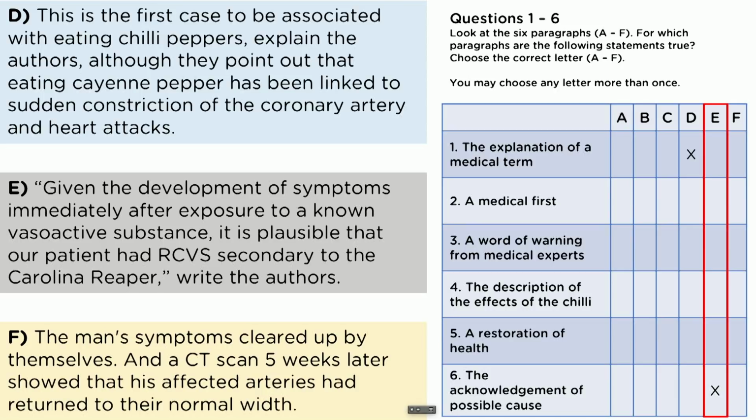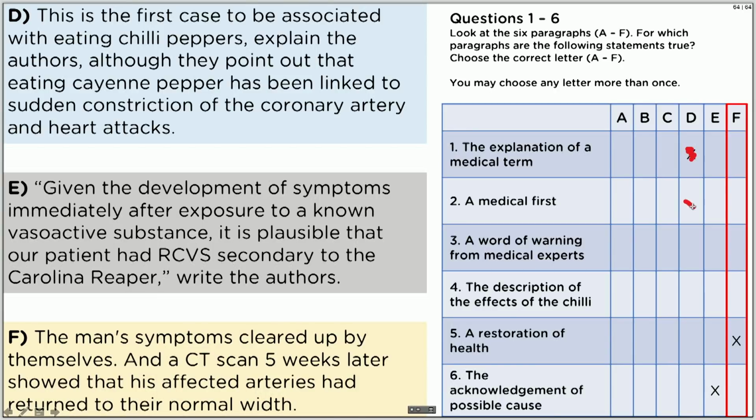The final one, drum roll, is, and let me get rid of this one here because that's in fact wrong. It's actually here. The final one, F. The man's symptoms cleared up by themselves, and a CT scan 5 weeks later showed that his affected arteries had returned to their normal width. That connects to the information in number 5, a restoration of health. So in fact, it's 5F.